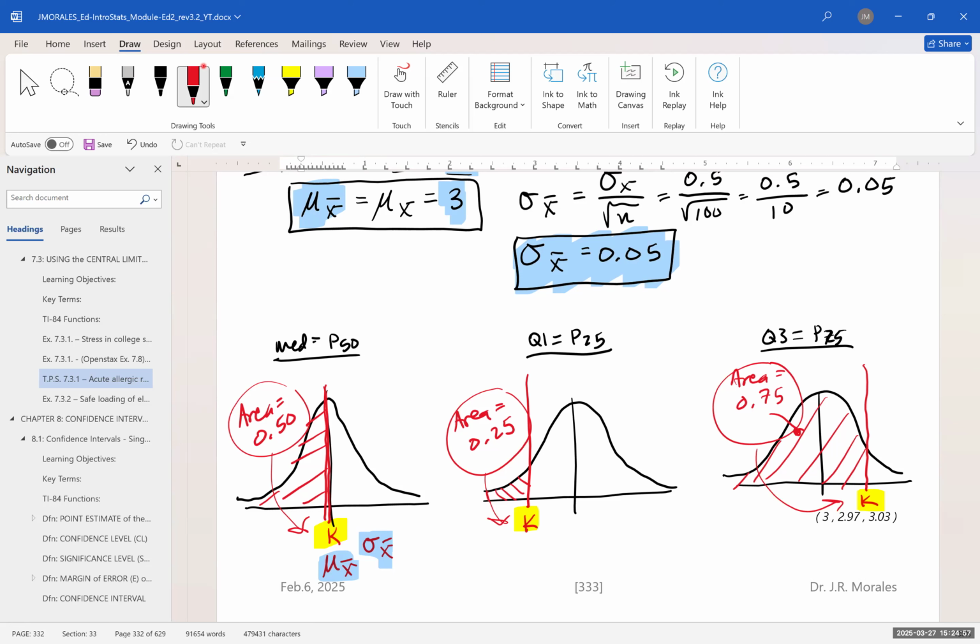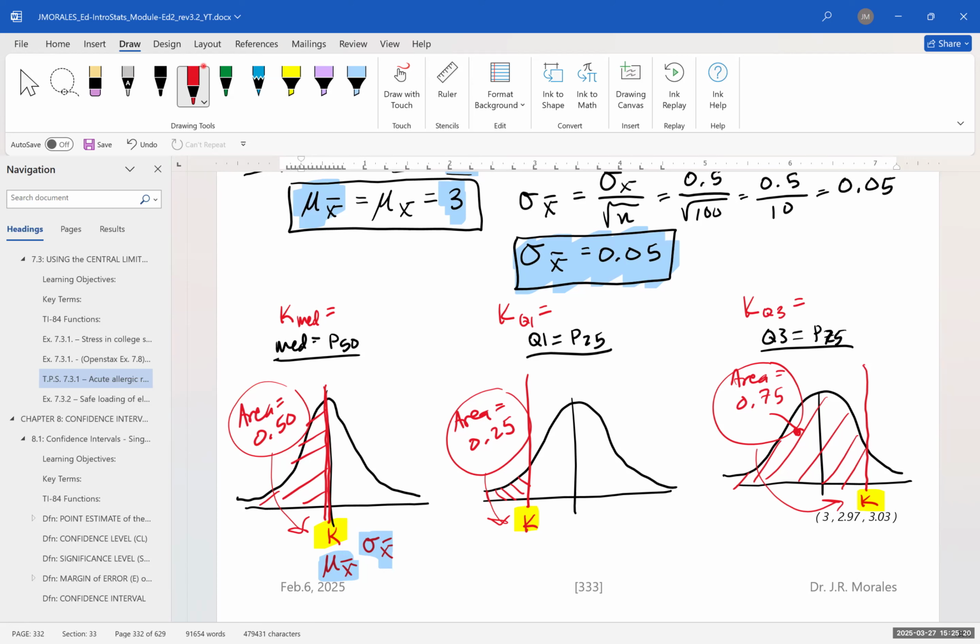Well, we can do that with an inverse distribution function. So our value of k for the median, our value of k for the first quartile, and our value of k for the third quartile. That's where I'll put my answers.